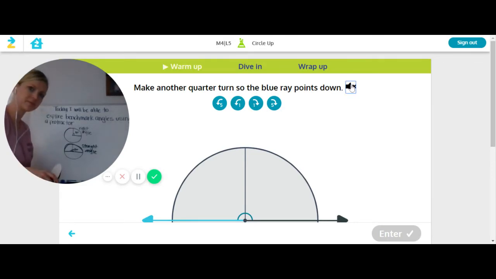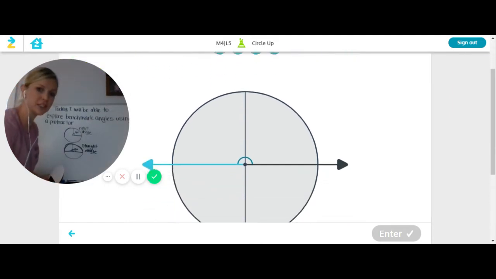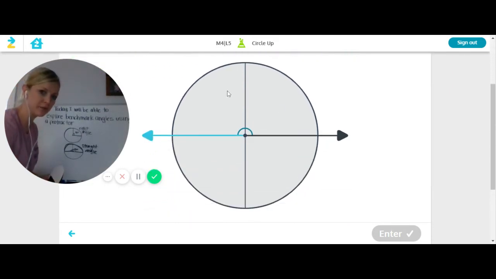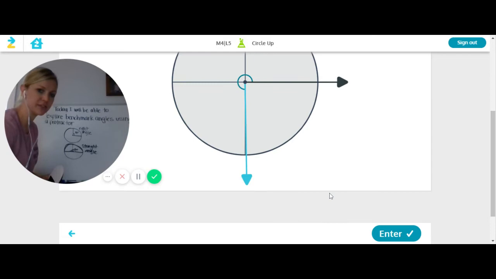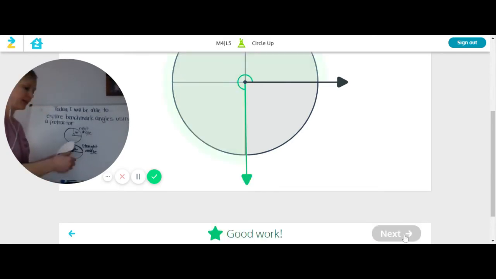Make another quarter turn so the blue ray points down. Okay, so we turned 1/4 plus 1/4, which is 2/4. Now we're going to turn that third fourth. So we have 3/4 of a turn here. Let's also show that, scholars, with our protractor tools, where we've got 3/4 of a turn.